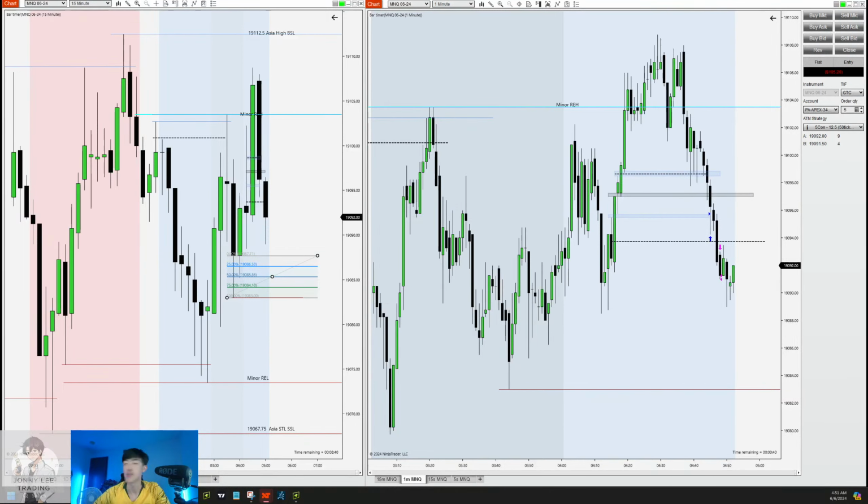So I want to see, do we see displacement back to the upside? If so, then I'll re-enter. Until I see that displacement, I'm assuming we will creep lower. So if I don't see anything within the next 10 minutes or so, I will not re-enter.